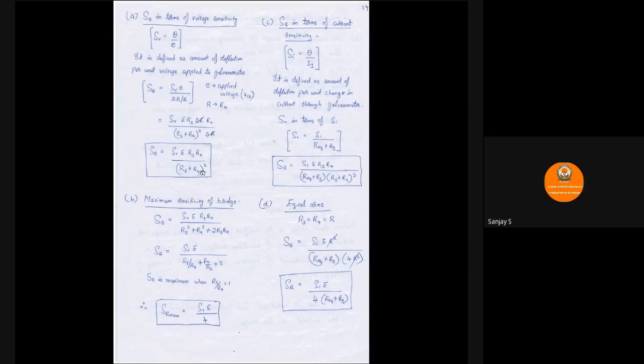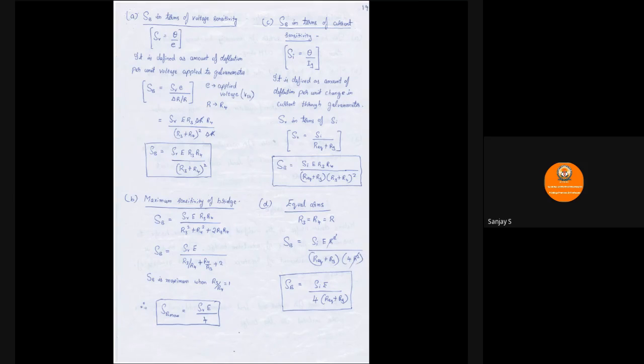Next, we try to get an expression for maximum sensitivity of the bridge. When can the bridge sensitivity be maximum? That's what we are going to check here. So we are rewriting the same expression that we had got in the previous step. SB is equal to SV into E into R3 R4 by R3 plus R4 whole square, which is expanded here as R3 square plus R4 square plus twice R3 R4. Now in the denominator, let us divide all the terms of the denominator by R3 R4, so that you have SV E divided by R3 by R4 plus R4 by R3 plus 2.